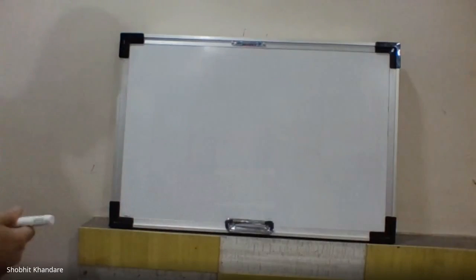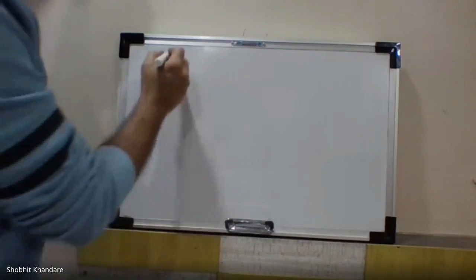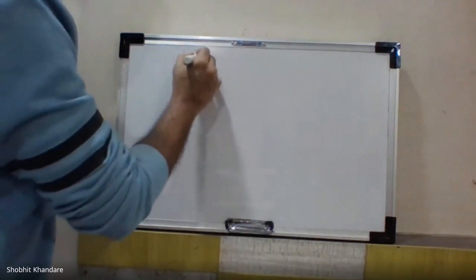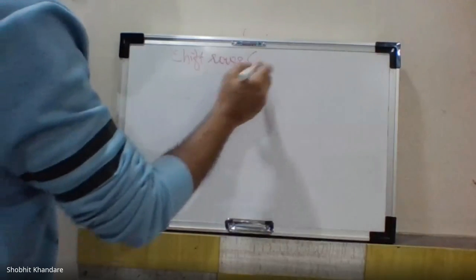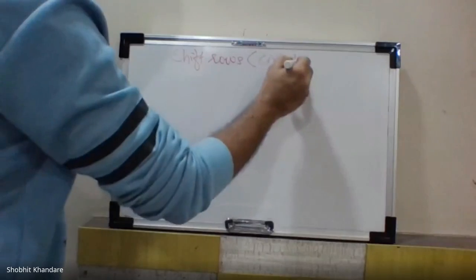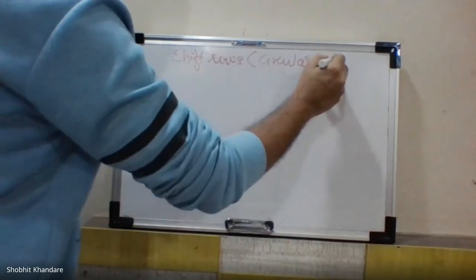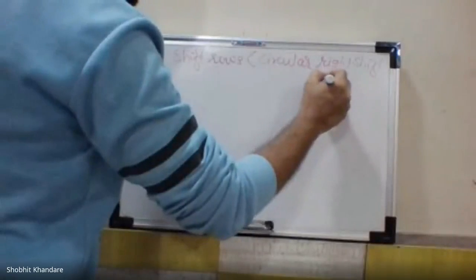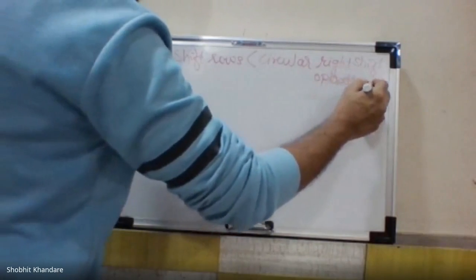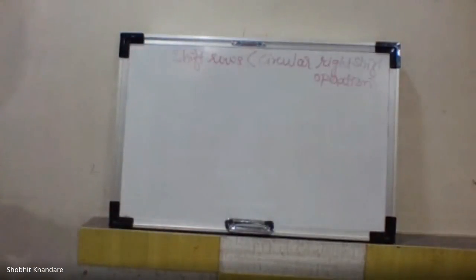Okay. Now we are going to understand the shift rows. So please write down shift rows. In brackets it is called a circular right shift, which you have already written. Circular right shift operation. This is important. Try to understand what is happening in this particular block.